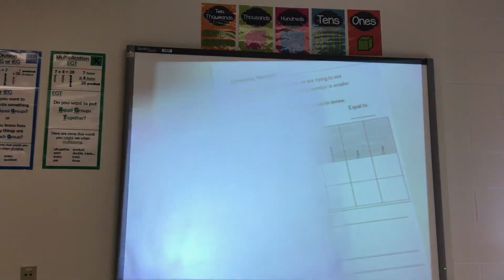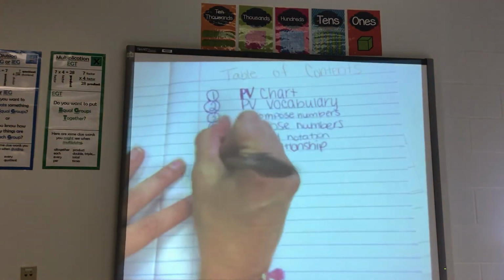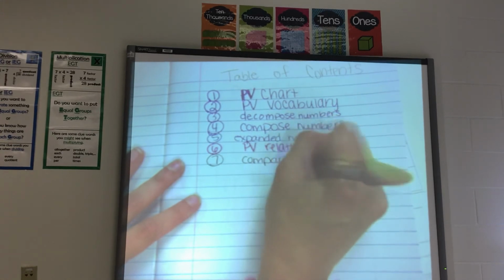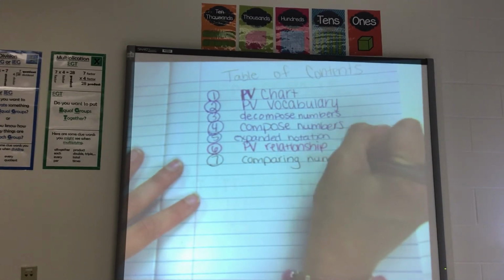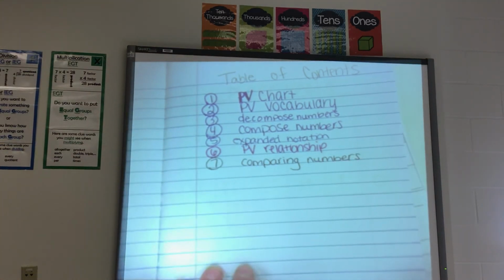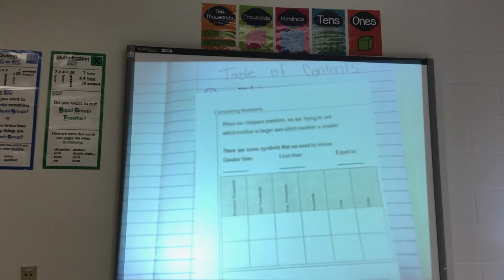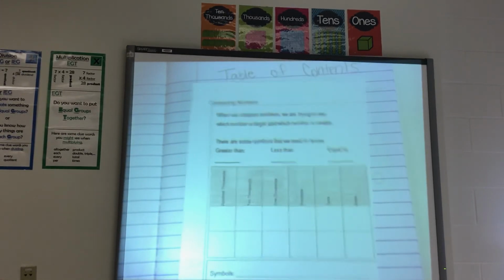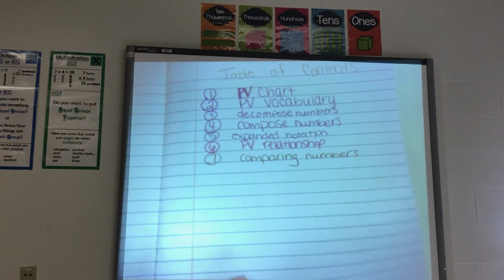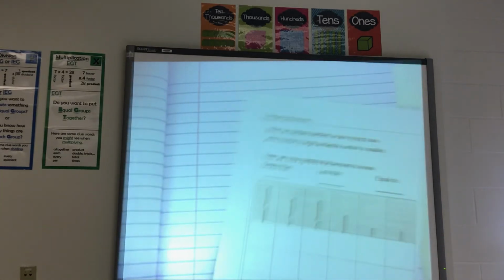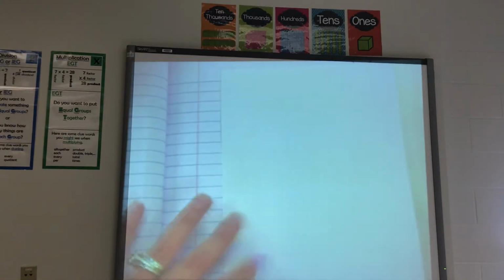Alright, on our table of contents, we're going to write comparing numbers. Friends at home, this journal page is going to be on the next slide. So you can fill this in with us after you watch this video. Or you can pause and play the game with us again one more time and then come back to the video. You only need glue. We're going to glue this down. We don't need to cut it. It's already cut pretty small for you. So go ahead and glue it down.